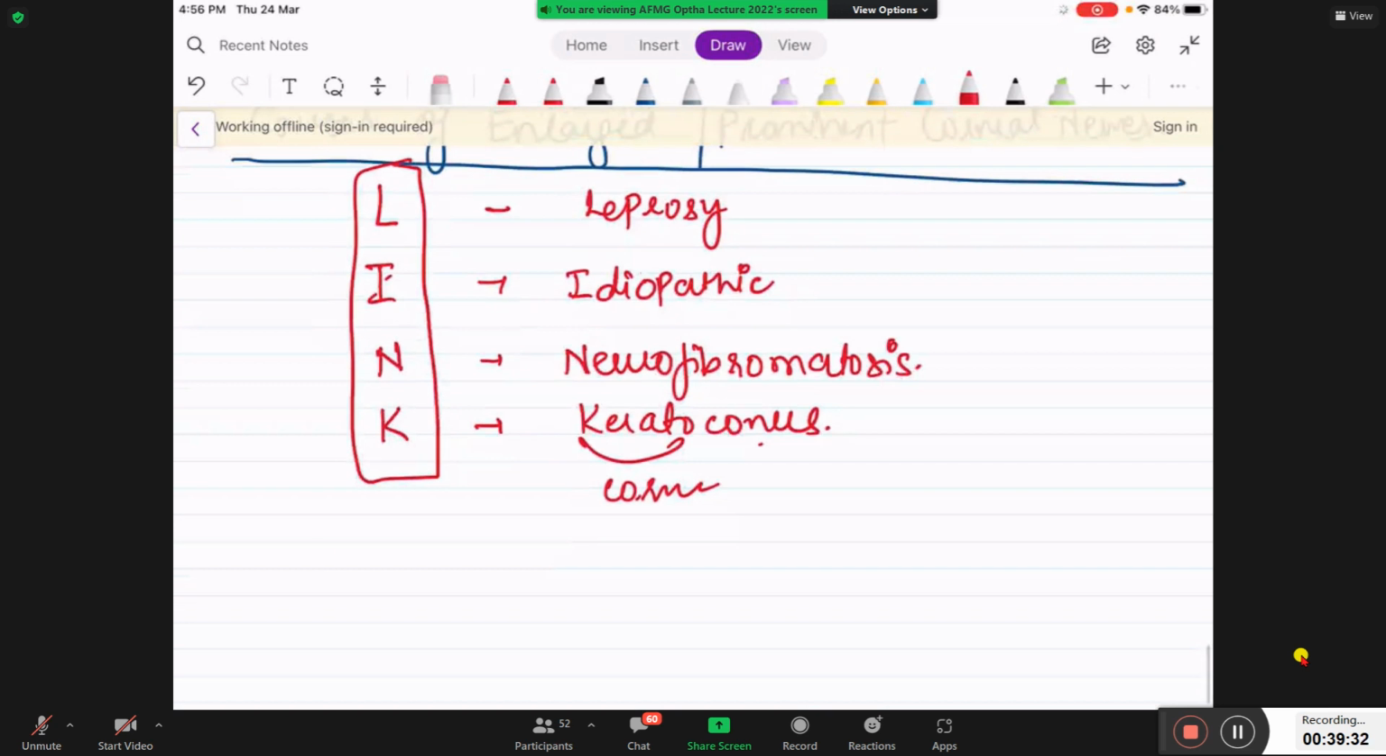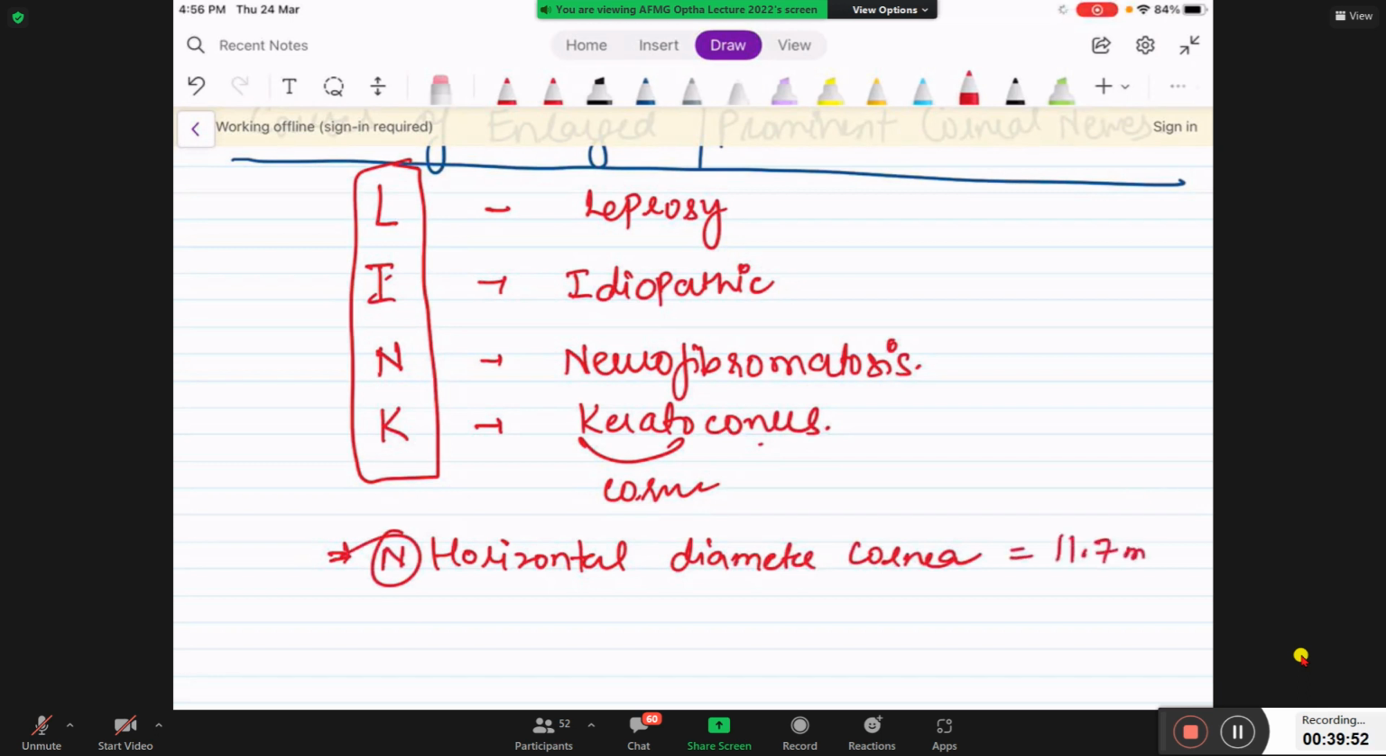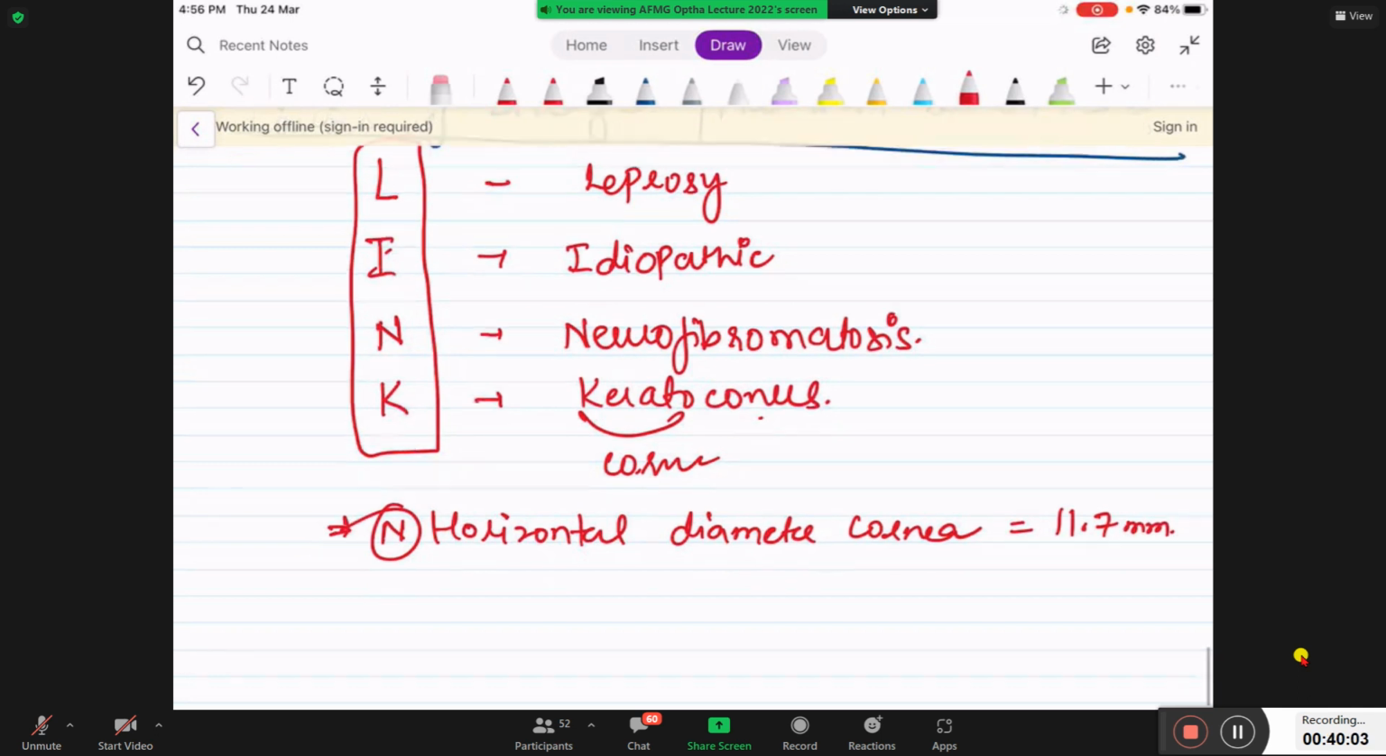Next, write down. In the cornea itself, what is the horizontal diameter of the cornea? This is the normal condition which we are discussing. Normal horizontal diameter of cornea, write down, it is 11.7 millimeters. You have to remember the figure also. 11.7 millimeters is the normal horizontal diameter of the cornea.